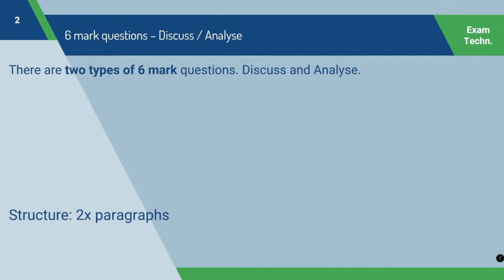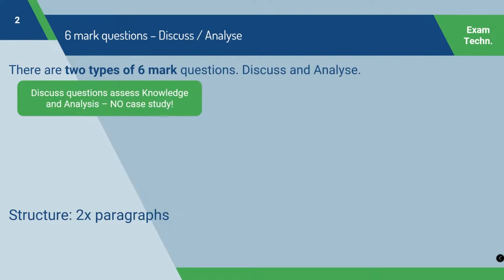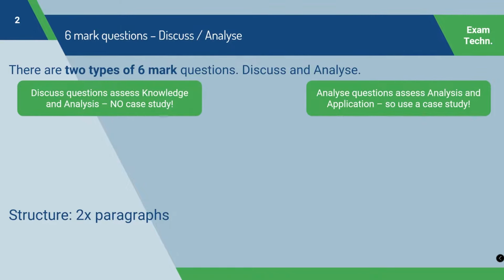So there are 2 types of 6 marker, a discuss question and an analyze question. It's really important that you know the difference between the two. It's really easy to spot the difference, but in terms of what they assess, it's a little bit more complicated. Discuss questions assess knowledge and analysis, and there's no case study. Analyze questions assess analysis and application, so use a case study.